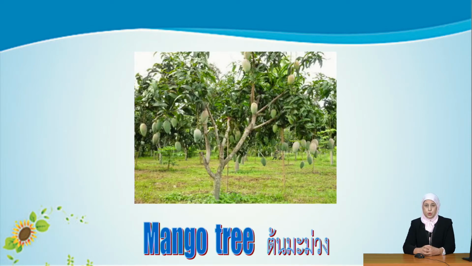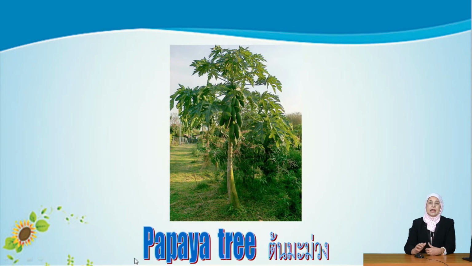Did you know mango is a fruit, but mango has a tree? Its shape, its leaves, and its structure are not similar. So we can say mango tree. Mango tree. Ton ma muang. Okay, you say mango. M-A-N-G-O. Mango. So, mango tree. Okay, this is the mango tree.